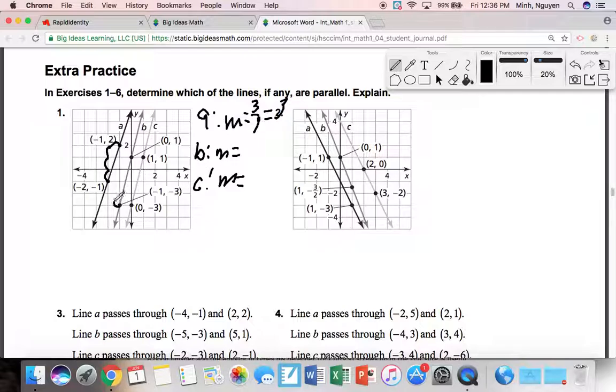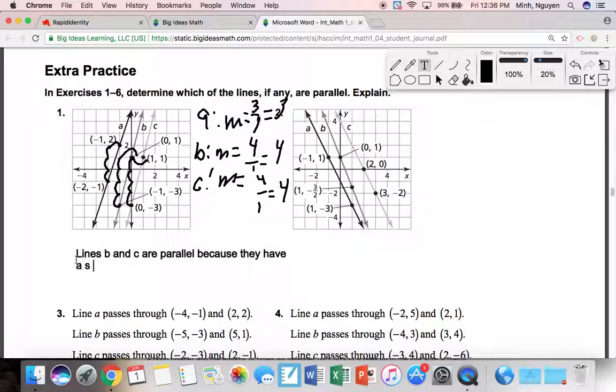For line B, we have up 1, 2, 3, 4 over 1. So 4 over 1 is 4. And for line C, we have 1, 2, 3, 4 over 1. So now we see that which of these two numbers are the same? 4 is the same thing as 4. So we can say lines B and C are parallel because they have a slope of 4.